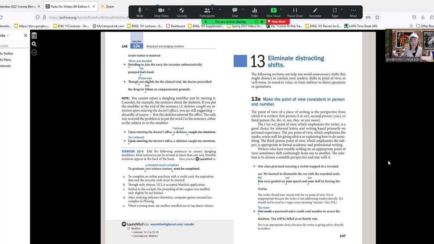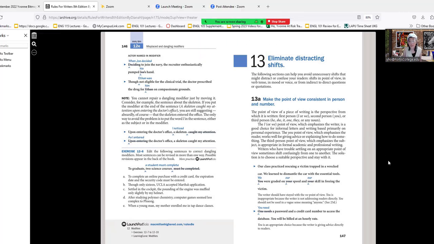So the following sections can help you avoid unnecessary shifts that might distract or confuse your readers. Shifts in point of view, in verb tense, in mood or voice, or from direct to indirect questions or quotations. So eliminate distracting shifts. So make the point of view consistent in person and number.